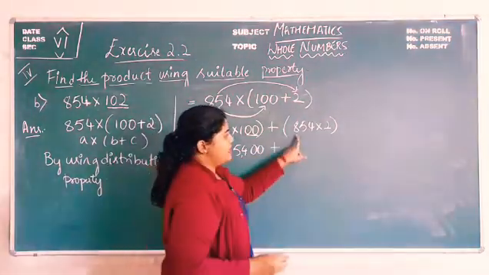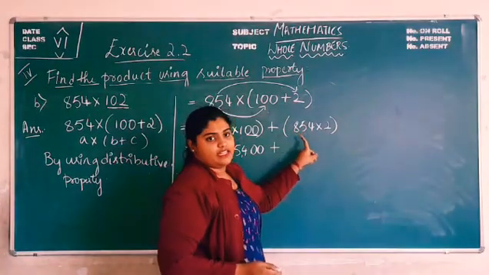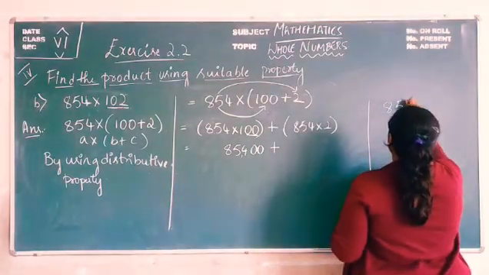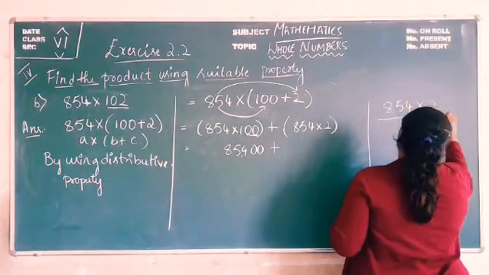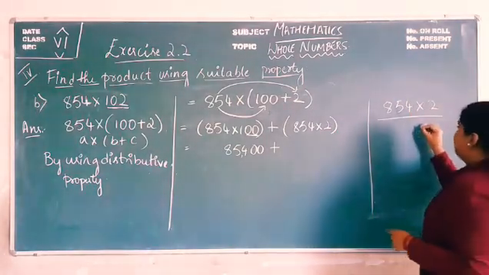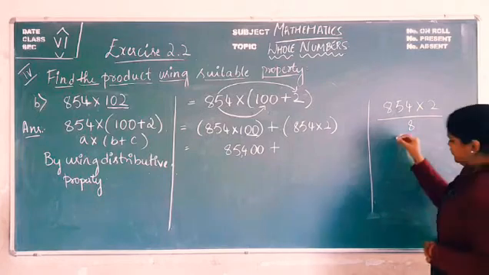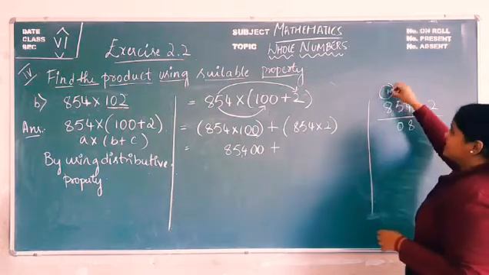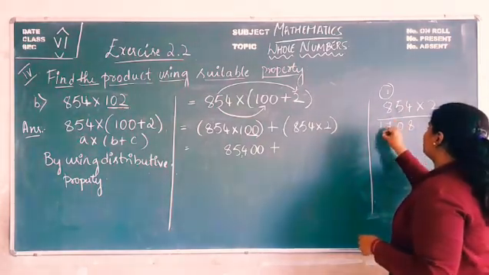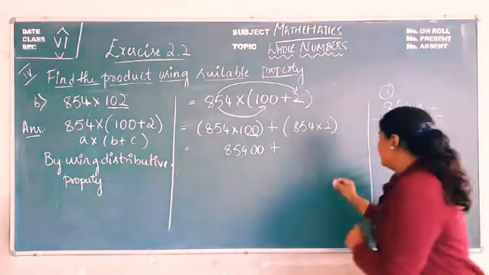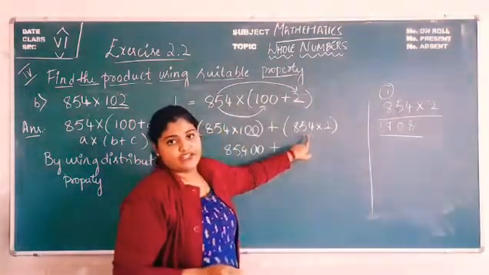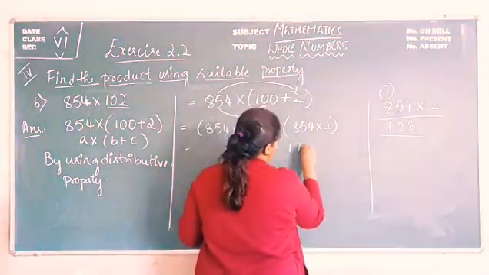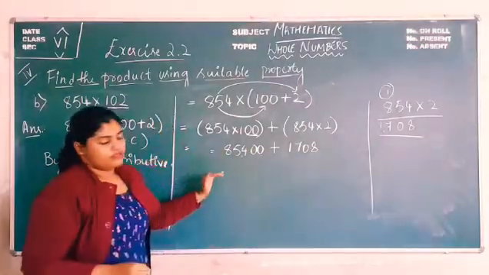Then we have a plus sign. So I write plus. Then we have to multiply the second bracket, that is 854 into 2. So 2 4s are 8. Then 2 5s are 10. So 0, 1 carry. Then 2 8s are 16. 16 plus 1, 17. So we got 1708. So when you multiply 854 into 2, we got 1708.